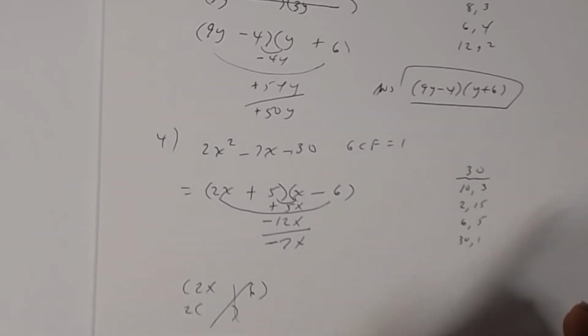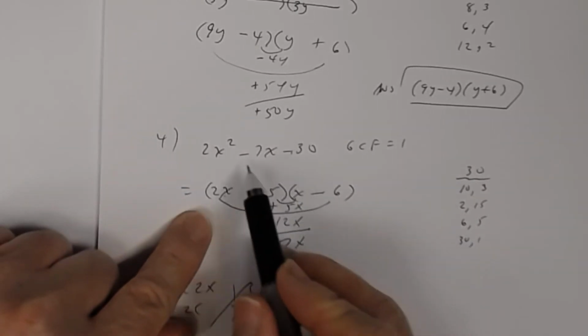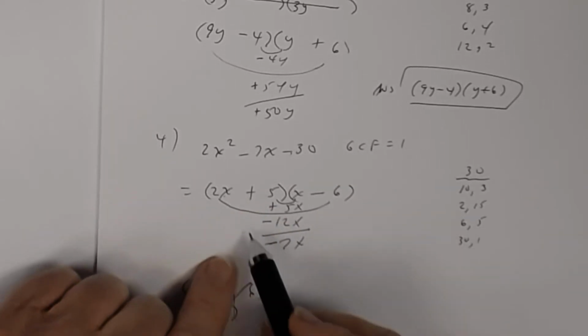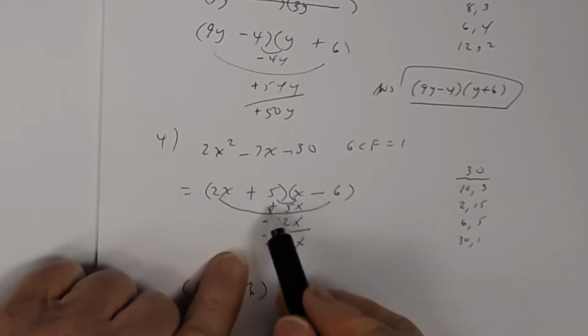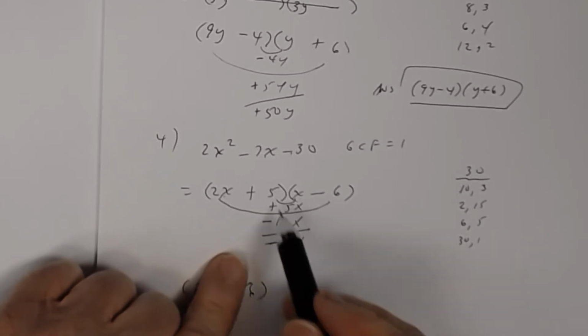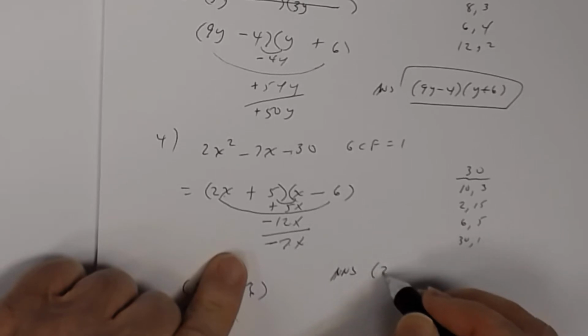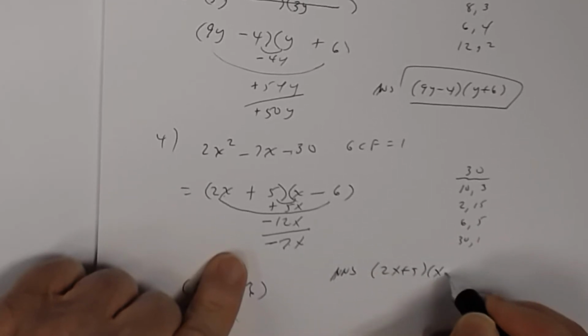And always check before you go on. 2x times x is 2x squared. A positive 5 times a negative 6 is a negative 30. The outer is a negative 12x. The inner is a positive 5x. When you add them up, you get negative 7x, and that's what you wanted. So the answer to that one is 2x plus 5 times x minus 6.